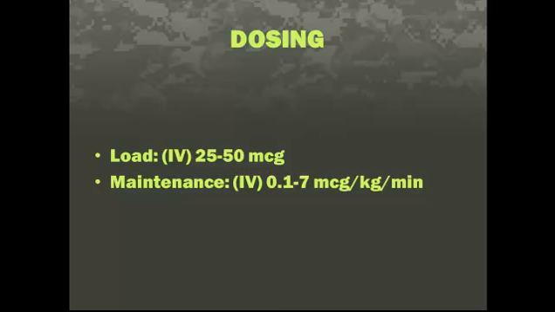The dosing of nitroglycerin is most frequently administered in anesthesia by the IV route, but there are various other routes available. The sublingual route, which is most frequently used for angina outside of the OR, the oral tablet, buccal or transmucosal tablets, lingual spray, transdermal ointment or patches, and like I said, the IV administration. You'll have a loading dose of 25 to 50 micrograms and a maintenance infusion of 0.1 to 7 micrograms per kilogram per minute.